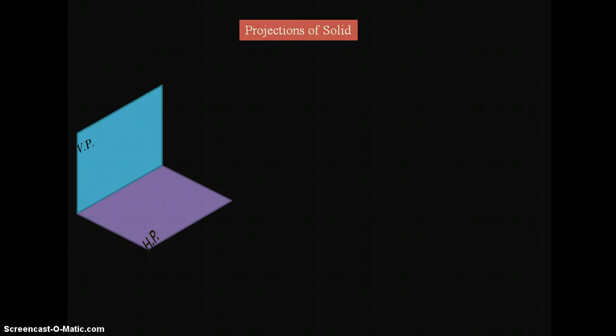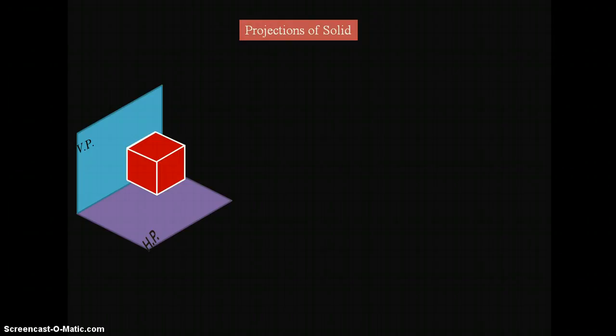First I want to show you the orientation in the first quadrant. This is the first quadrant, and in this I want to place the solid such that the bottom face is parallel to the horizontal plane, and one of the side faces is parallel to the vertical plane. This is the basic condition for the cube I am taking in the first quadrant.